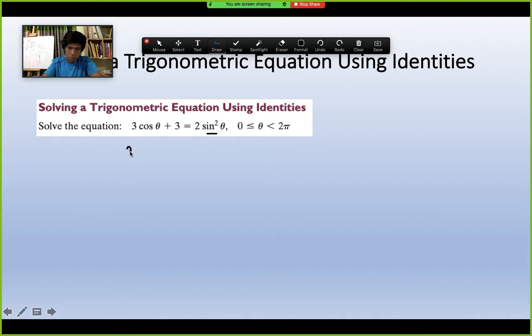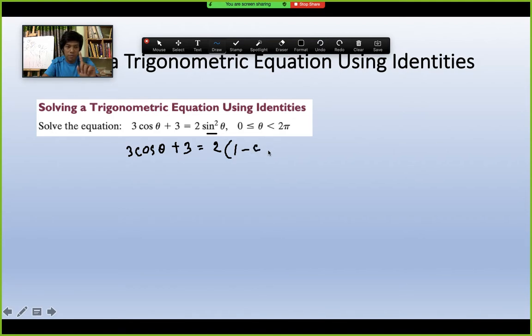So our way is, this is 3 cos theta plus 3 equals this, and sin squared theta equals 1 minus cos squared theta, because sin squared theta plus cos squared theta equals 1. So sin squared theta equals what? 1 minus cos squared theta.